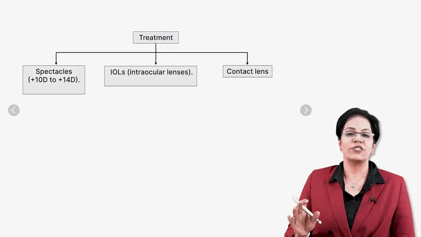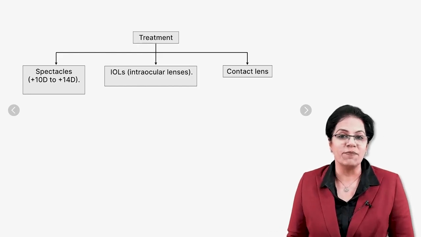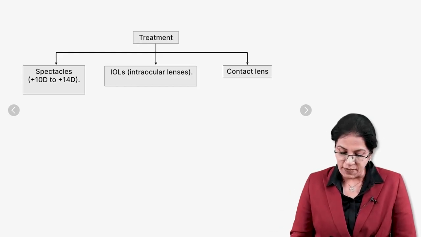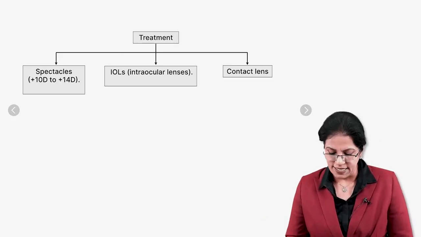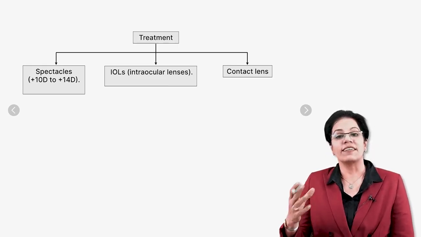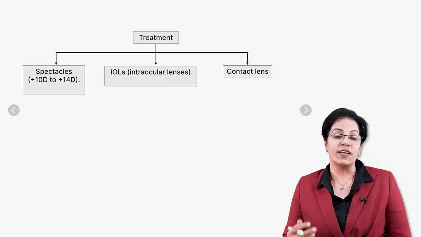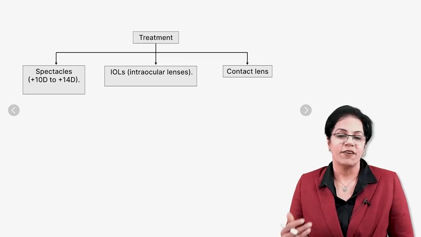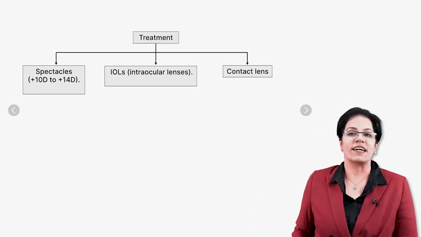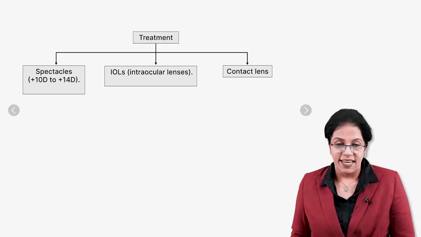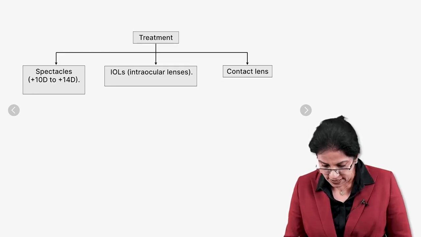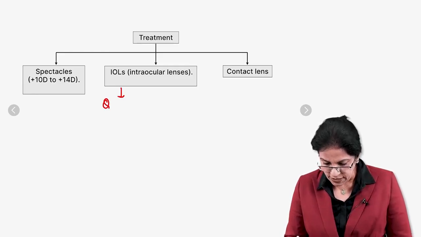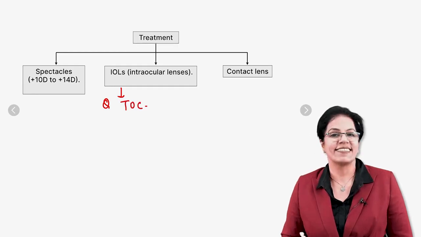So once you know the features of aphakia, now we talk about the treatment of aphakia. Treatment can be either specs, contact lens or intraocular lens, and of course some refractive surgeries to treat high hypermetropia. We'll talk about it in the refractive surgery section. Coming to the treatment of choice, we will always answer that the treatment of choice is intraocular lens.